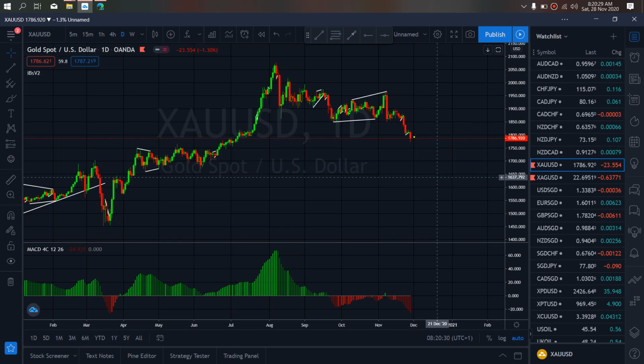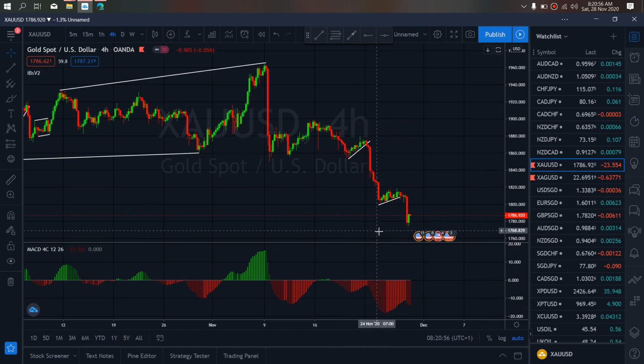They failed to give the structure I was looking out for. So now, I think that structure is now unlikely. So it's a corrective structure for drop that will start forming from here. We zoom to the 4-hour time frame.